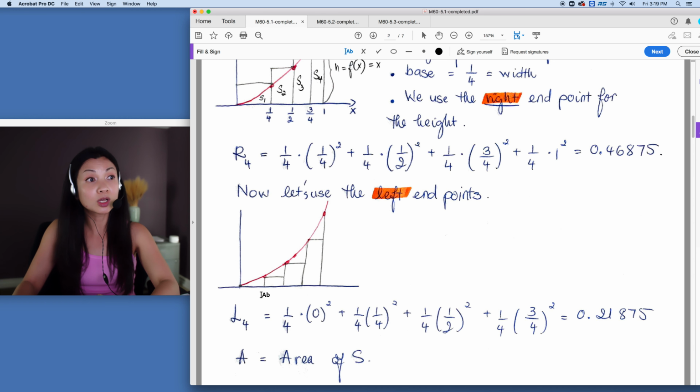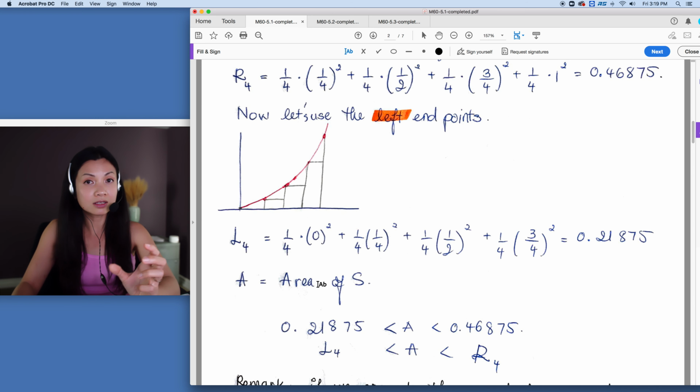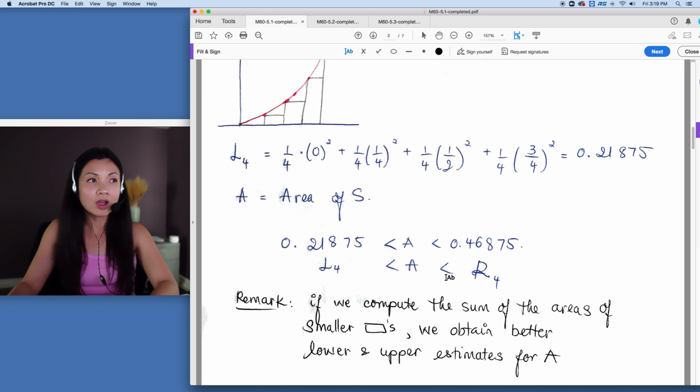Now right here, I'm going to use the left endpoint. So I'm starting right here, and then we have this one, this one, this one, and then this one. If I consider those endpoints, then L4, L stands for left, gives these areas. When we add them up, right here we have 0.468, and right here we have 0.218. So what's the area of S? The area of S is going to be in the middle, bounded by L4 and R4.